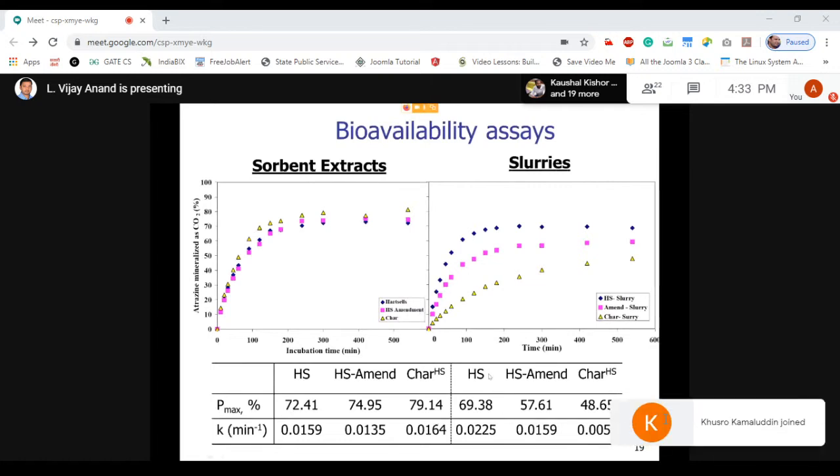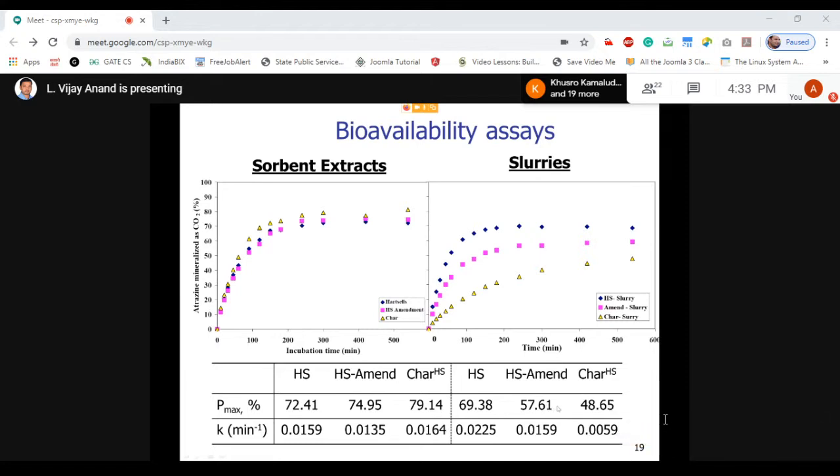But if you look at the slurry systems, the soil with char amended systems have about 11% reduction in degradation. The char alone system, since it adsorbs more, has considerably reduced degradation, more than 20% reduction. Not only that, the rate of degradation also decreases with the presence of char in the slurries. The least is with the char slurry, having 0.0059 as the rate of degradation.